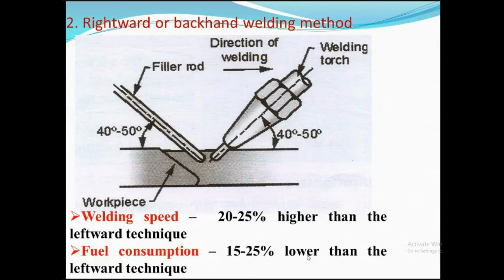In that case, we do the backhand welding method or rightward welding method. The welding speed is 20 to 25% higher than the left hand technique. Fuel consumption is 15 to 25% lower than the left hand technique. That means we generally use the rightward or backhand welding method whenever we do gas welding, because it has very good speed and fuel consumption rate compared to leftward welding.